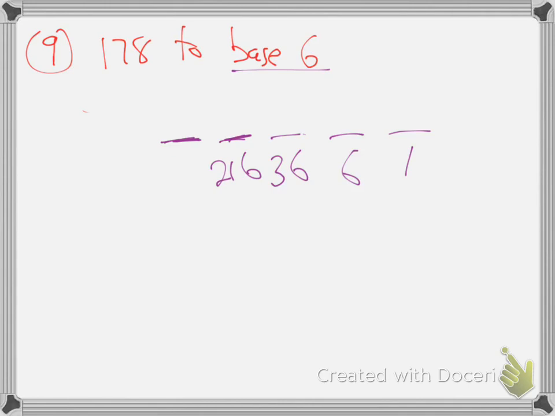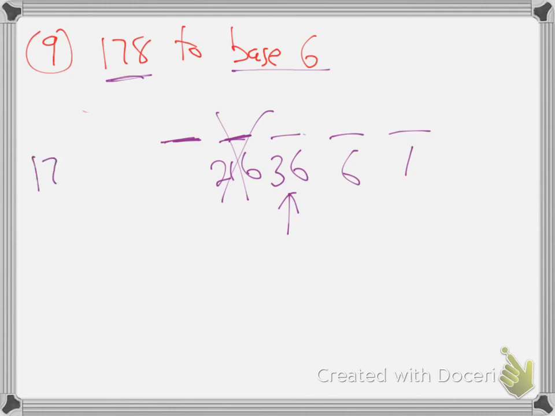Notice I'm writing out the base 6 place values. You start at 1, then go times 6, times 6, times 6. How far do you go? Until you're beyond your number. We don't need any 216s to make 178. So you start here and ask, how many 36s do I need to make 178? How can you answer that question? You divide. That's a divide question.